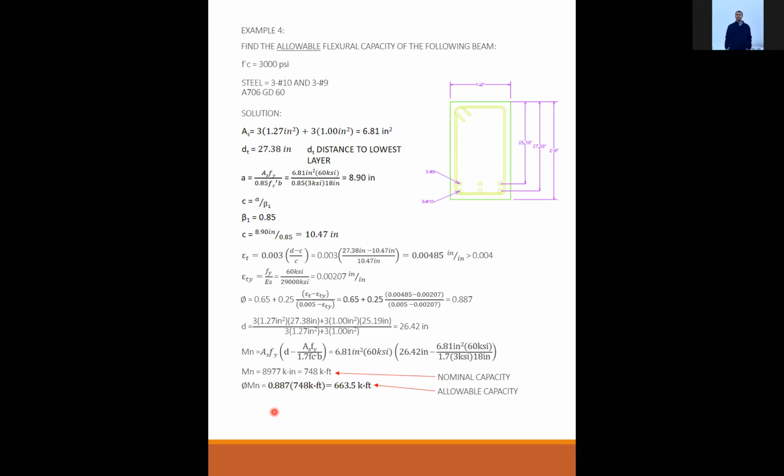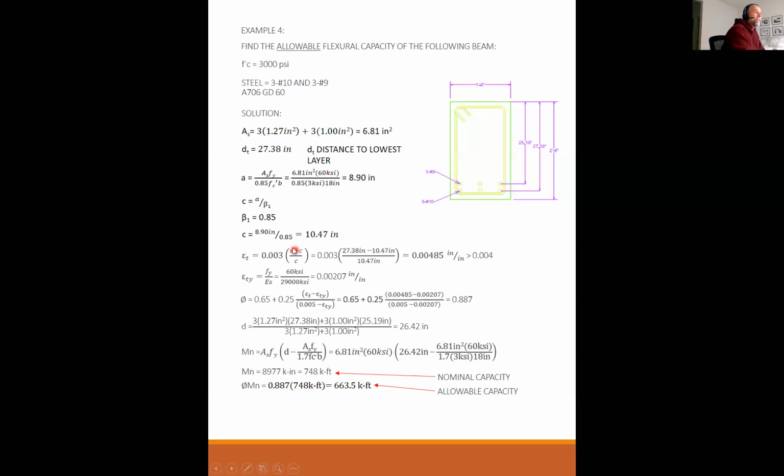Yes. So could you repeat this idea again of the Mn? The part about using the average or using the minimum? So for the Mn, you use the D average. This D is D average, which is to the centroid of all the steel. Right, yes, that's exactly right.